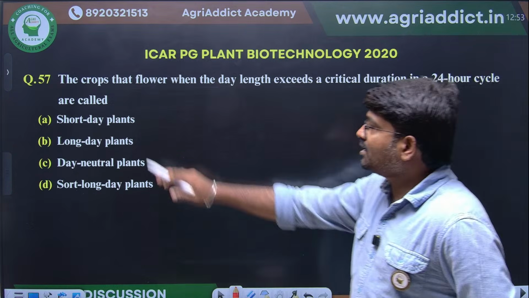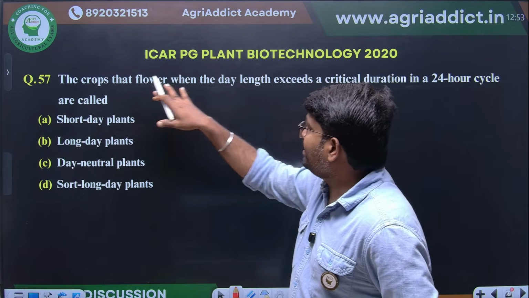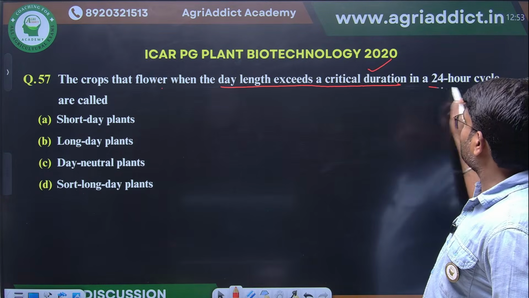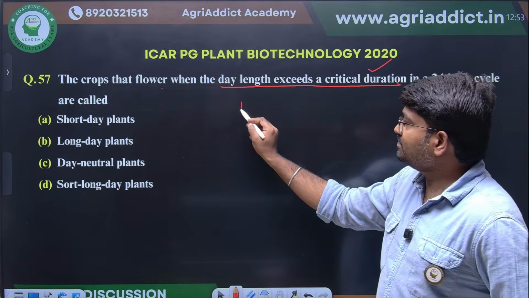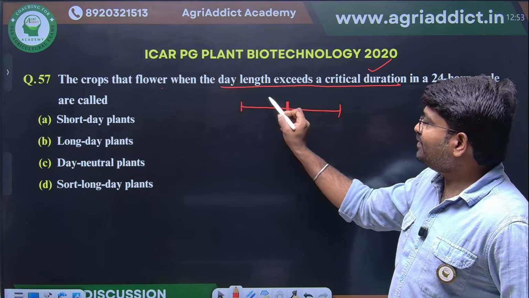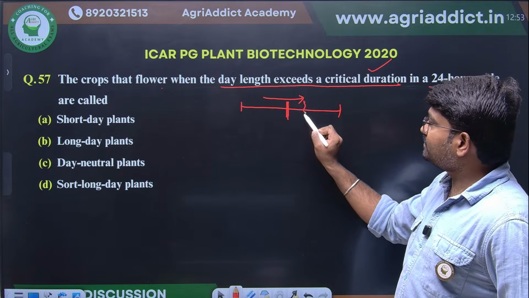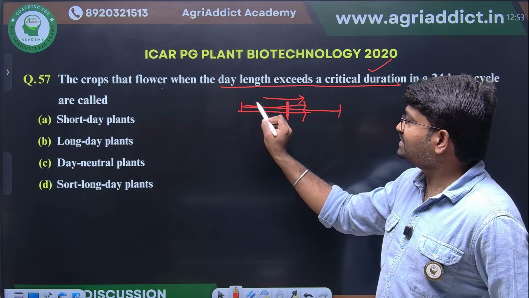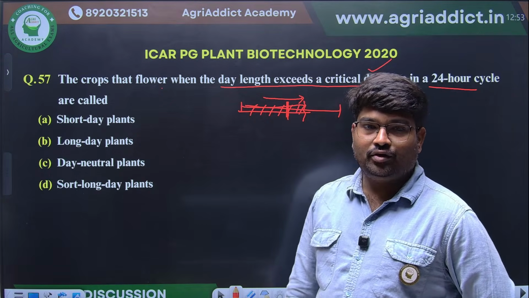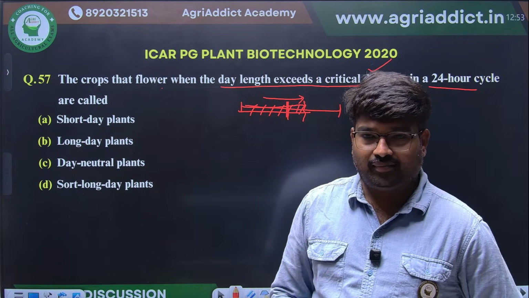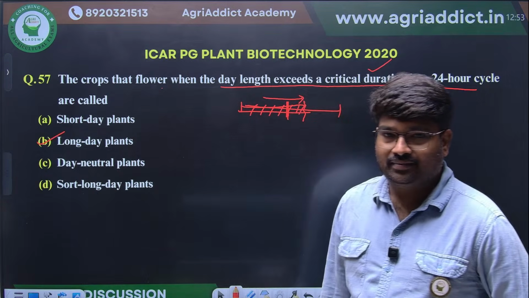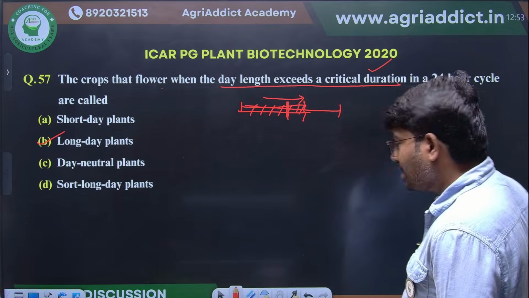The crop that flowers when the day length exceeds a critical duration in 24 hours. For example, this is the critical day length. If the day length exceeds it, is it a short day plant, long day plant, day neutral plant, or short-long day plant? Yes, very good. It's a long day plant.